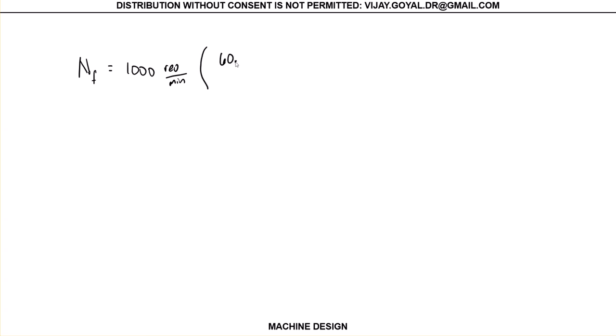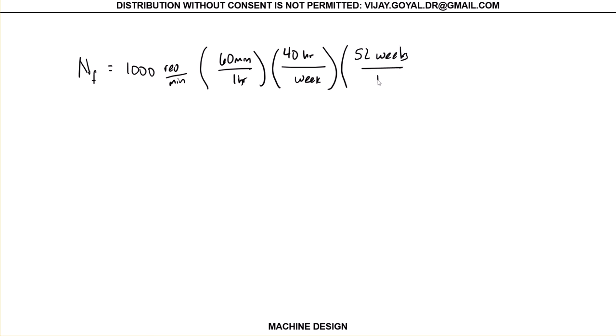We know that there are 60 minutes in 1 hour, and we know that a typical working shift is a 40-hour week. Then 52 weeks in 1 year, and this gives you, for a span of 10 years, which is given in the problem, 1.2 times 10 to the 9 cycles.